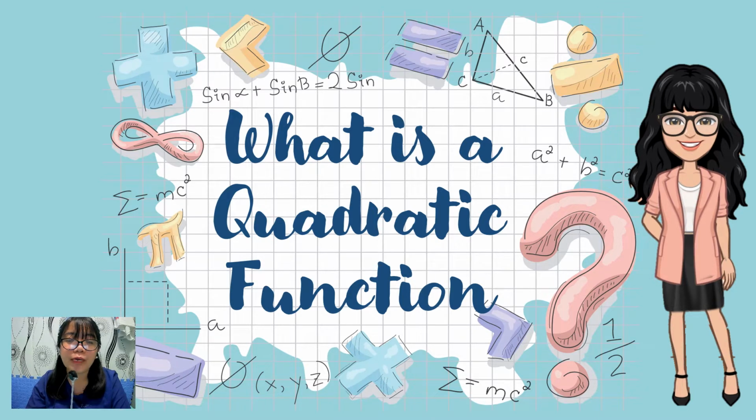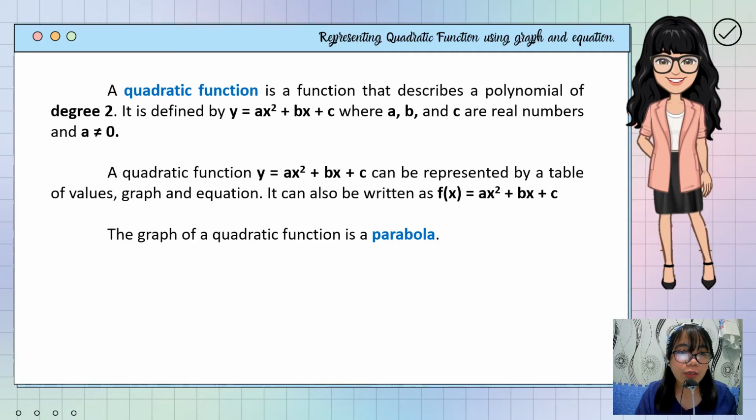Since our topic focuses on quadratic function, let us define first what is a quadratic function. A quadratic function is a function that describes a polynomial of degree 2. It is defined by y equals ax squared plus bx plus c, where a, b, and c are real numbers and a must not be equal to 0. So it's somewhat similar to our quadratic equation, only here in quadratic function there are two variables which are involved.